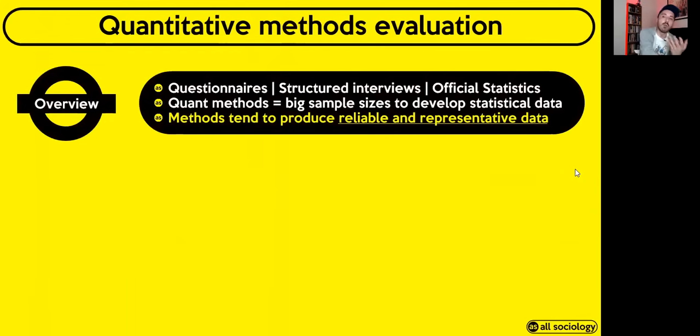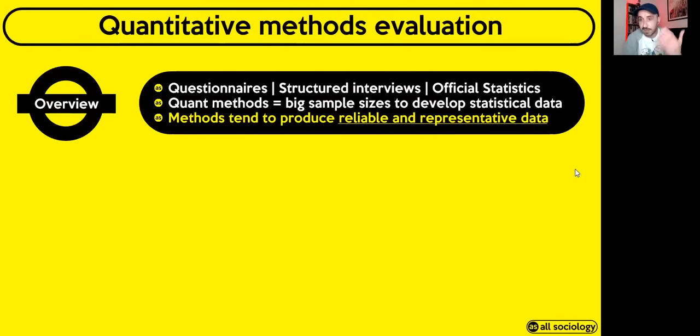So what I mean in this situation, at least, by quantitative methods is the following things: questionnaires, structured interviews, and official statistics. And all of these are what I'd call quantitative methods. They all generally have quite big sample sizes, and their aim is to develop statistical data about the population.